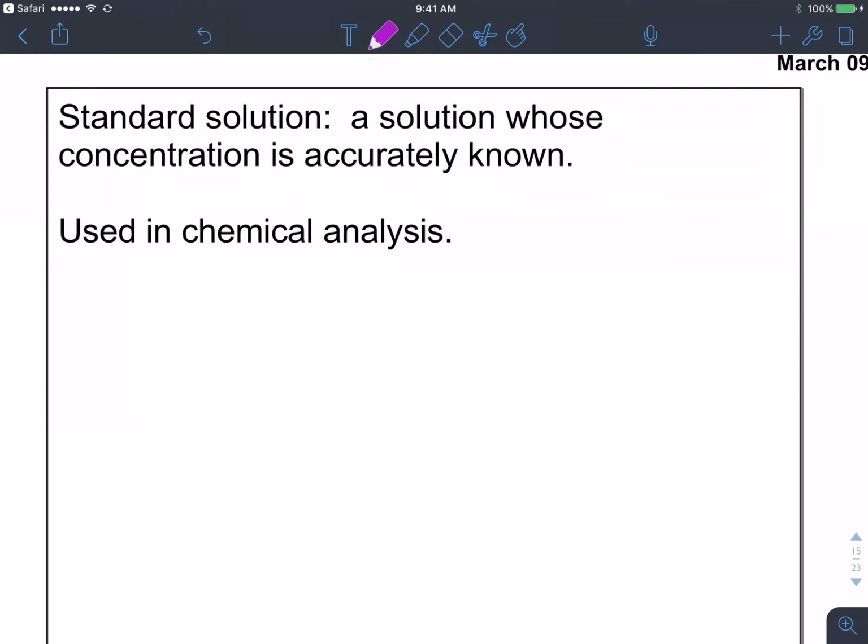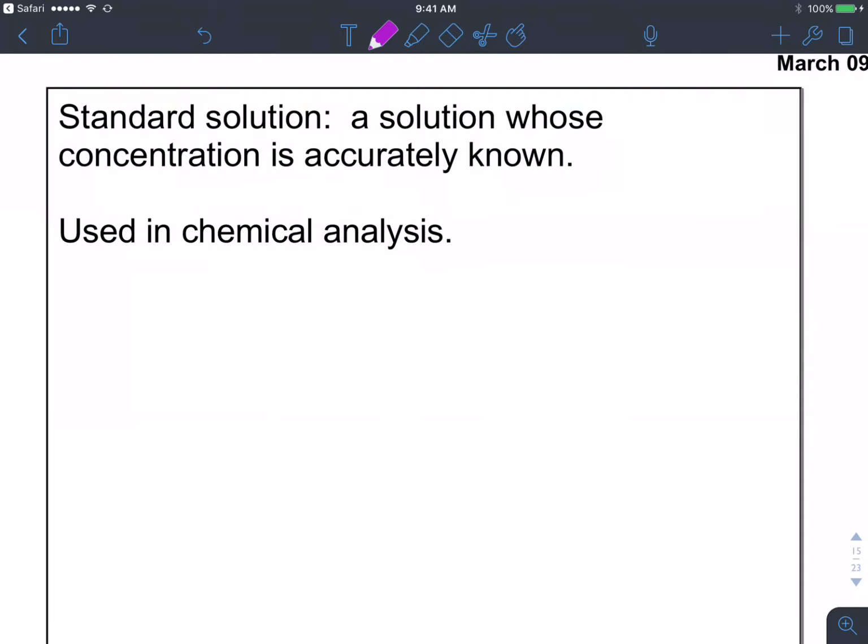So in this section, we're going to talk about standard solutions. A standard solution is a solution whose concentration is accurately known. Now, we could buy standard solutions from companies such as Flinn or NASCO. But really, for the most part, if you know a little bit of chemistry, you can pretty much make all of your standard solutions right in the lab.